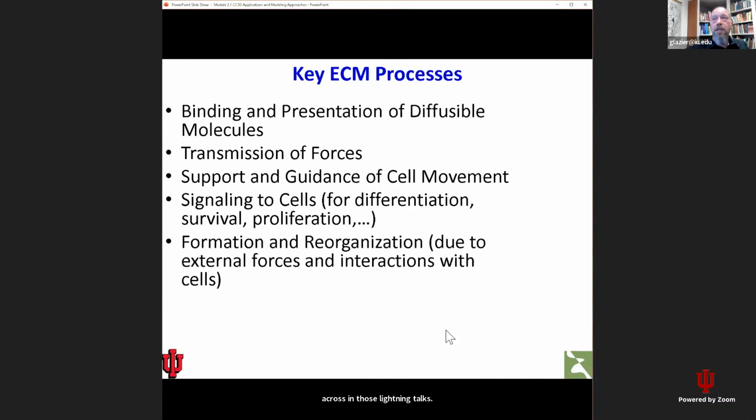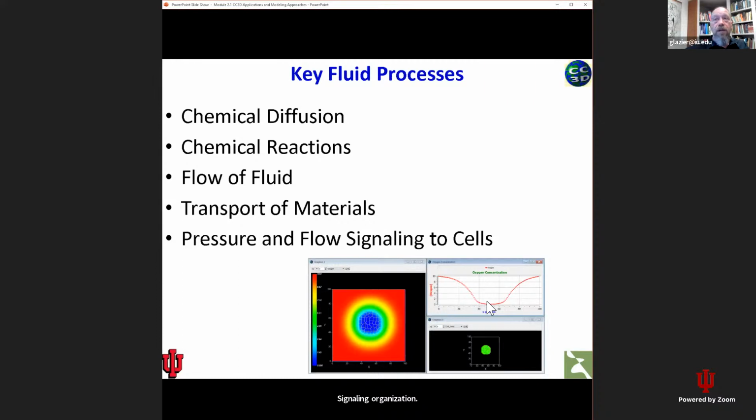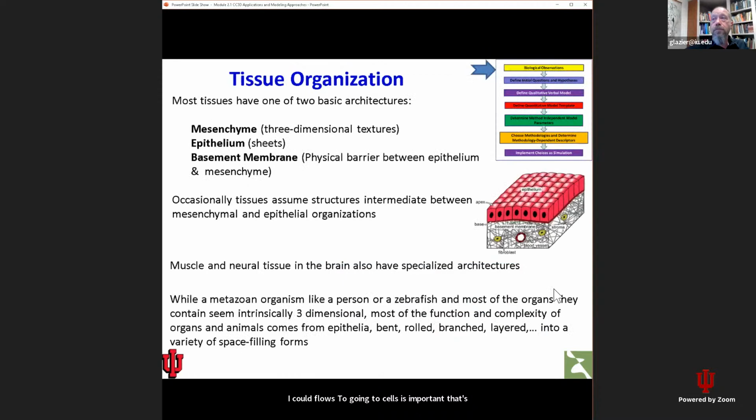When you're talking about ECM, you have to think about binding and presentation of diffusible molecules, transmission of forces, support and guidance, signaling, and reorganization. Reorganization of ECM by cells is really a hard problem. We have to think about how fluids work. We'll hear about diffusion and reaction. We won't do much on flow and transport that way. Pressure signaling and flow signaling to cells is important. That's always an interesting problem to work on.